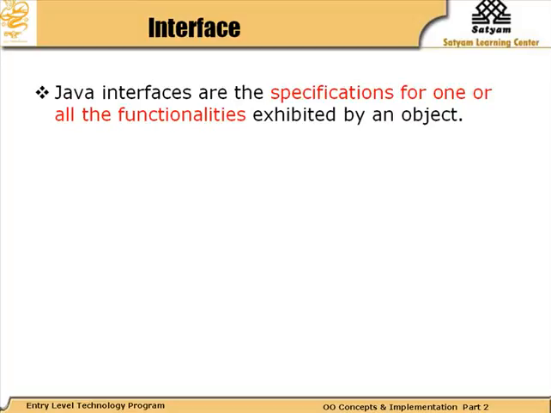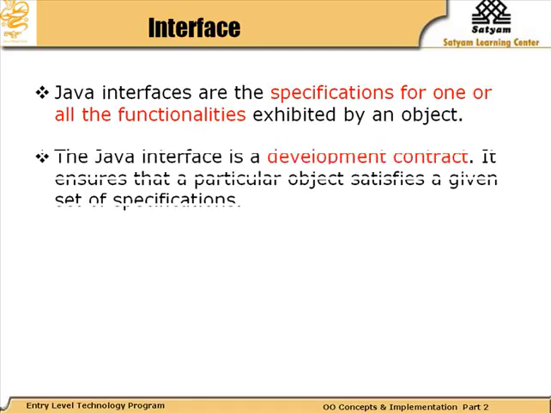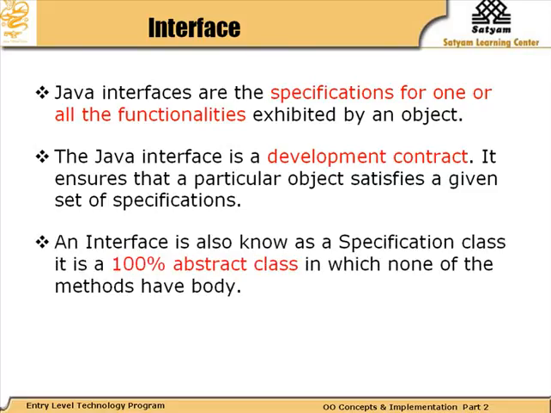Interface. Java interfaces are the specifications for one or all the functionalities exhibited by an object. The Java interface is a development contract. It ensures that a particular object satisfies a given set of specifications. An interface is also known as a specification class. It is a 100% abstract class, in which none of the methods have body.